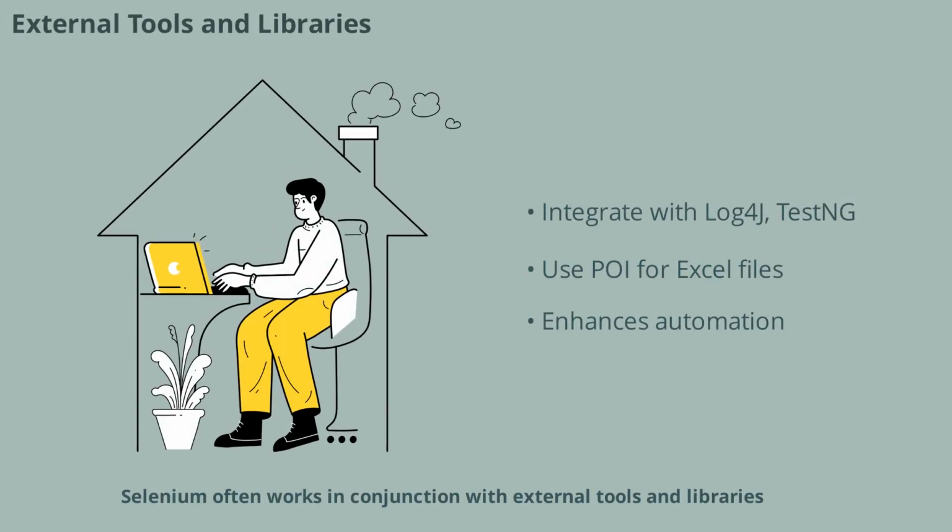Selenium often works in conjunction with external tools and libraries. For example, you might use Log4j for logging, TestNG or JUnit as testing frameworks, and Apache POI for reading Excel files. Integrating these tools enhances Selenium's capabilities and allows you to build more comprehensive automation solutions.